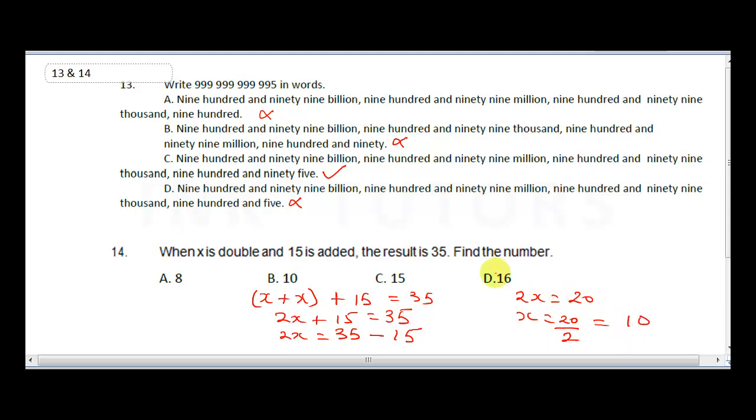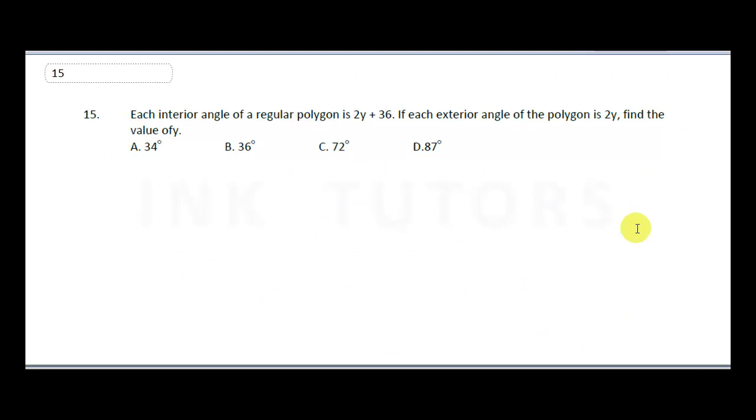So let's check it. When 10 is doubled, 10 plus 10 is 20. And 15 is added, the result is 35. So the correct answer is 10. So mark this. So question 15 says, each interior angle of a regular polygon is 2y plus 36. If each exterior angle of the polygon is 2y, find the value of y.